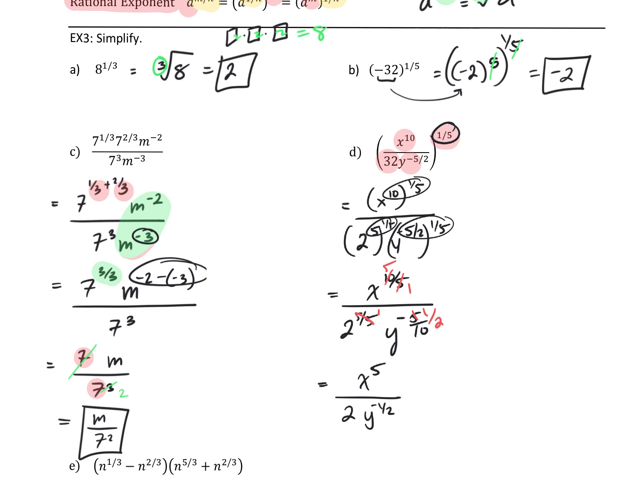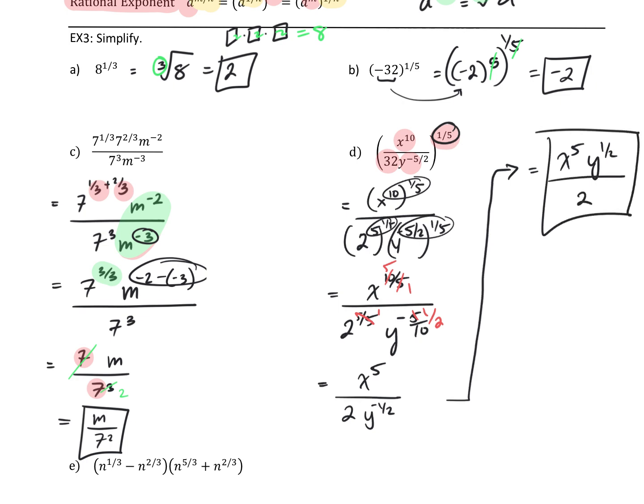And we can't have negatives in the denominator for the exponents, so we got to bring that y up using that reciprocal rule. So when we make the reciprocal, it becomes a +1/2 over 2. Alrighty, and we're done. That's all we can do. There's no other like terms to simplify with, no other radicals to simplify.